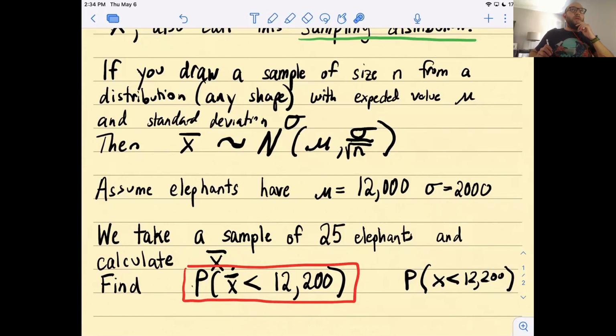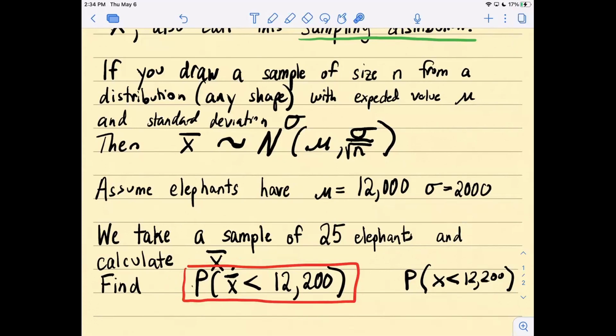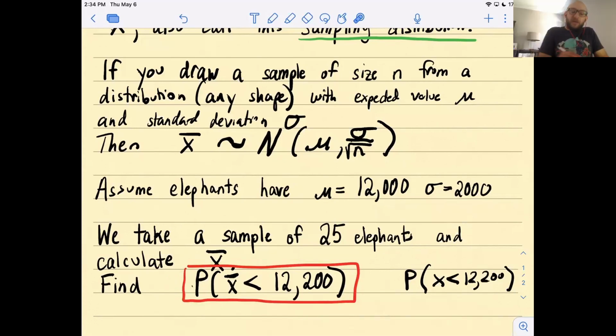Oh, well, what about the probability? You're definitely right, you're going to get more variety when you get 25 elephants. But why does that make it more likely that you'll observe the average to be less than 12,200? Because the mean is 12,000. That's true. The mean is 12,000 in both cases.